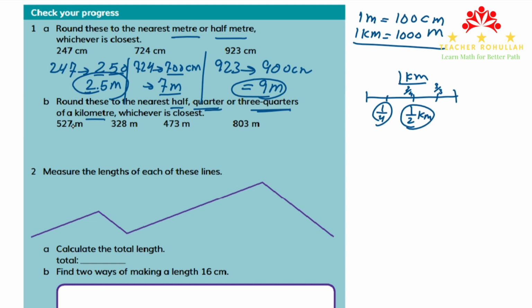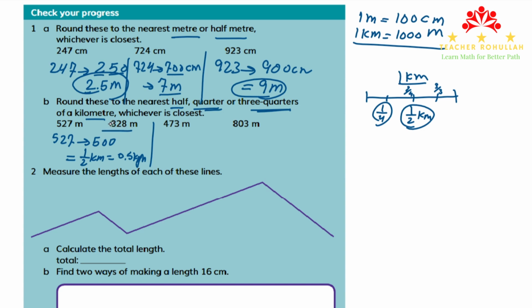Now, the lengths that we have are 527 meter. If we round this to the nearest 100, 527 will round to 500, which is equal to 1/2 kilometer, or we can say 0.5 kilometer.